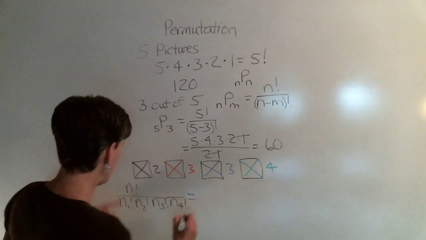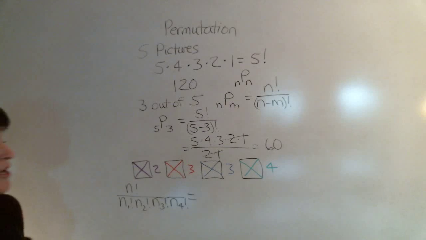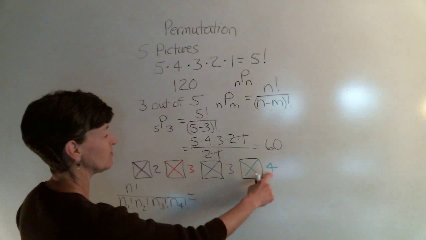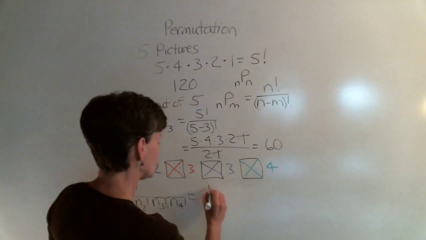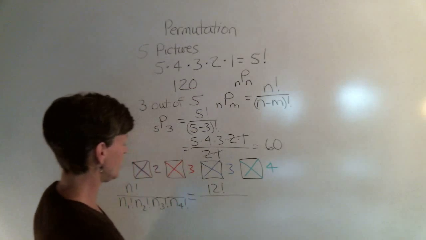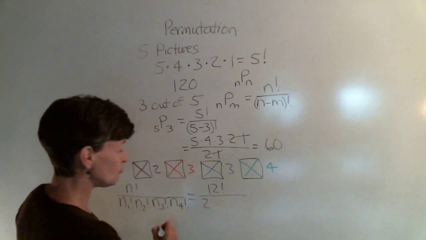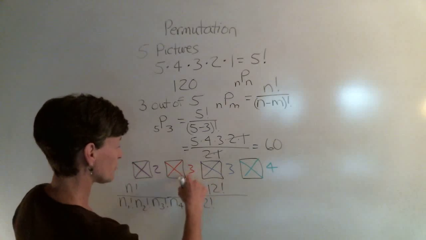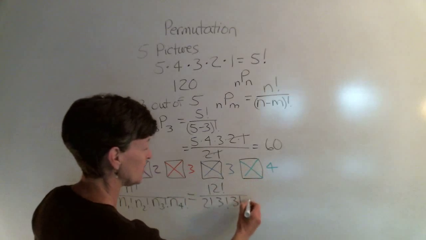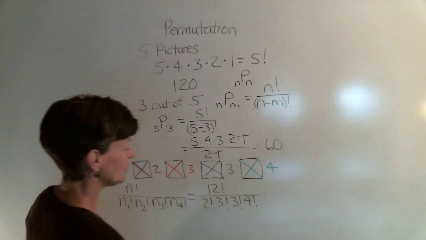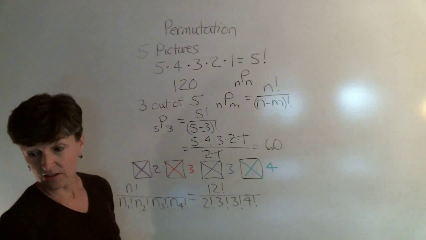So this big N on top is the total number. Well, how many total do I have? I have 4 plus 3 plus 3, that's 10, plus 2 is 12. So I have 12 factorial on the top, and then 2 factorial on the bottom, 3 factorial on the bottom, 3 factorial on the bottom, and 4 factorial on the bottom. All right, so what does that look like?